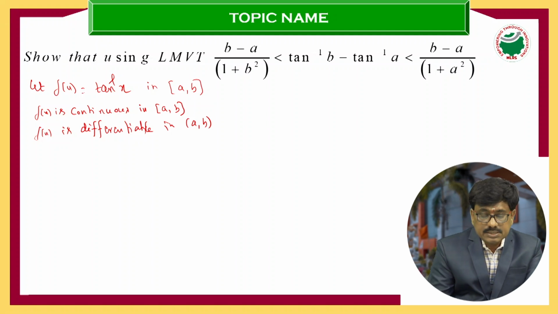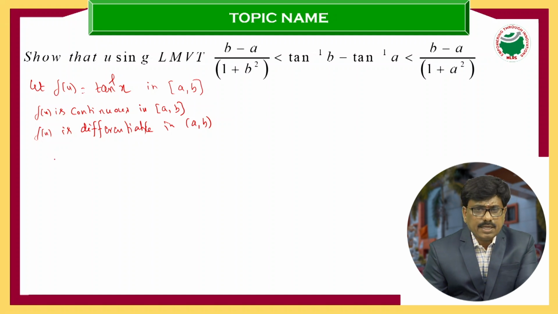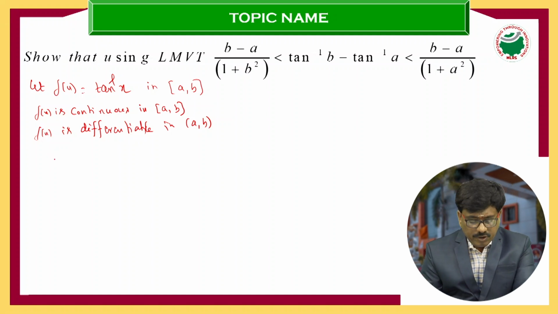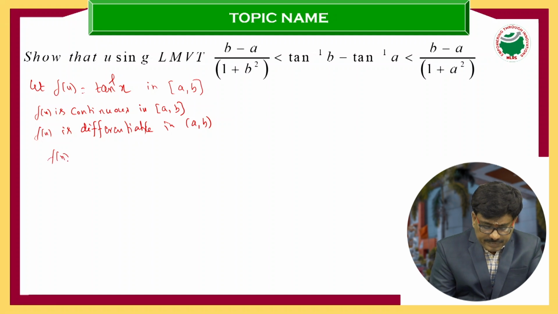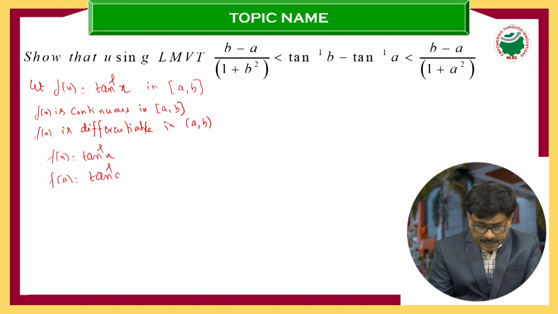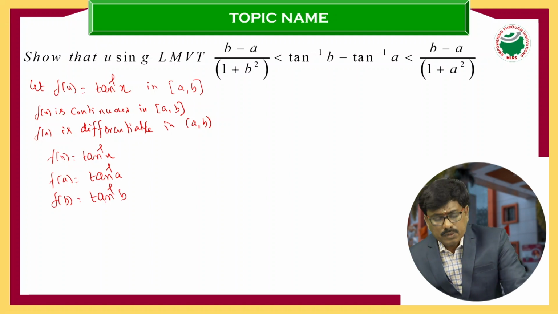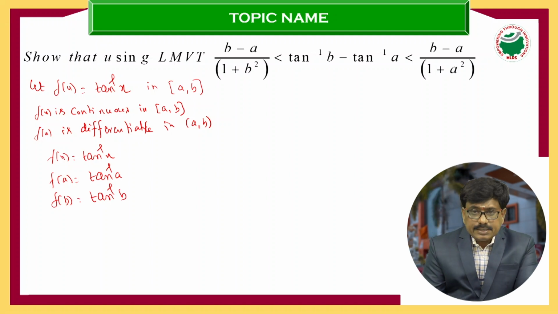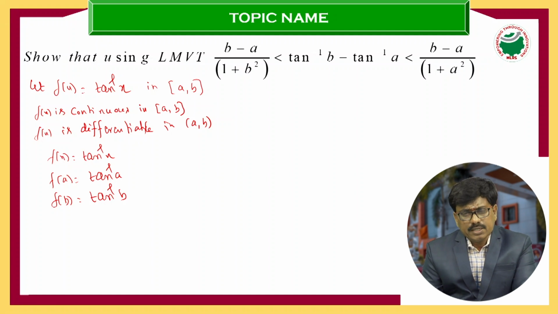What is the third condition? He says we need to calculate what? The f of a value and the f of b value. What is f of x? f of x equal to tan inverse of x. We need to calculate the f of a value. What happens? Tan inverse of a. Similarly, we need to calculate the f of b value. What happens? Tan inverse of b. Okay, whenever we calculate the f of a value and f of b value, both are not equal. Already we discussed that inequality means what kind of theorem we are going to apply.